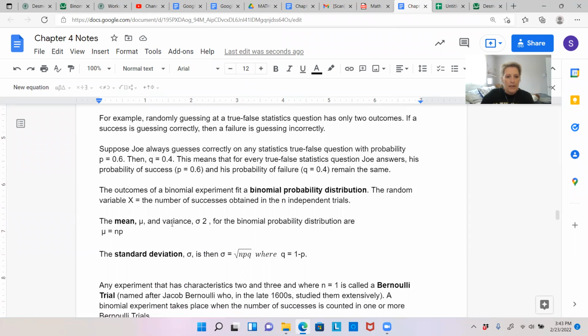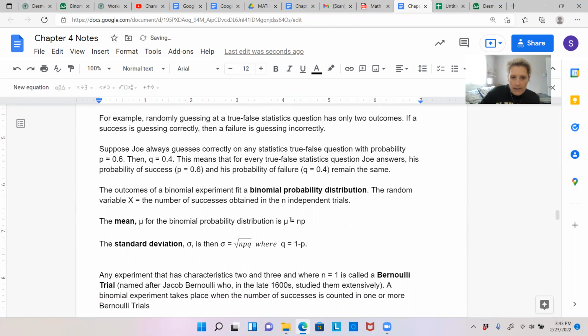The mean for a binomial distribution can be calculated by n times P, and we're going to use all of the population symbols. And then the standard deviation of a binomial distribution is going to be calculated by the square root of n times P times Q. And we have to remember that Q equals 1 minus P.